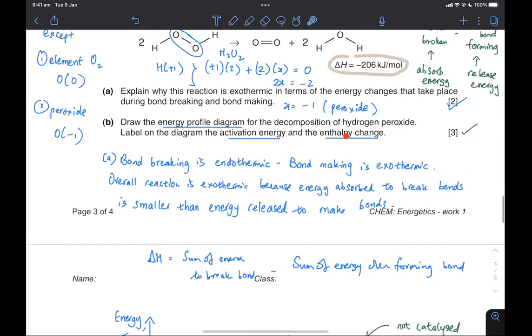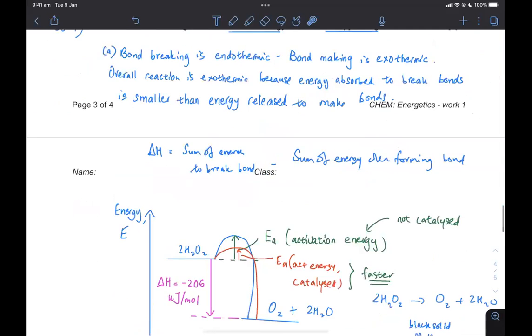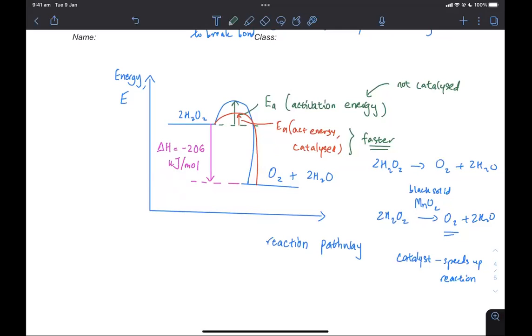Sometimes they will ask you to draw another reaction profile diagram, or energy profile diagram, to show the activation energy for the catalyzed reaction. As you could see, the catalyzed reaction does not change the enthalpy change. The enthalpy change is still exactly the same. Only the activation energy is lower, but the enthalpy change is still the same when you use a catalyst.